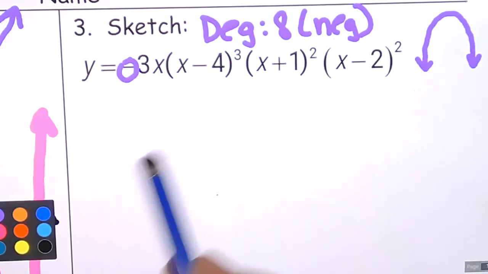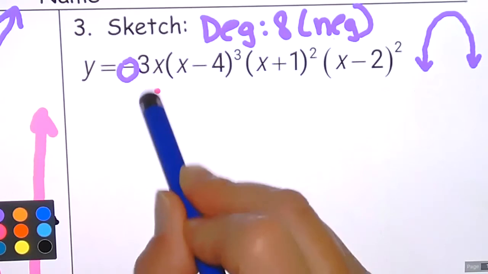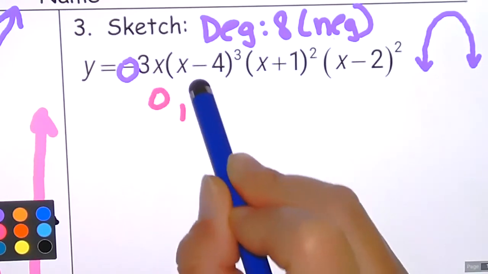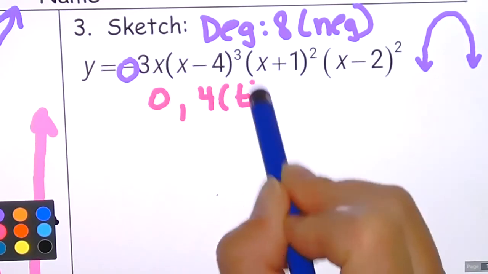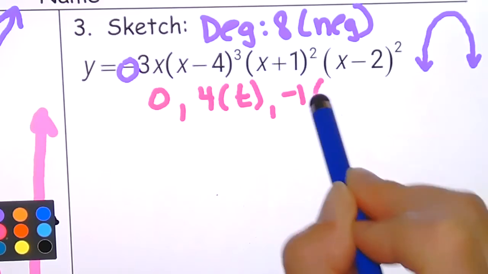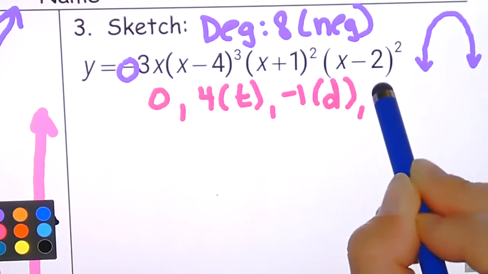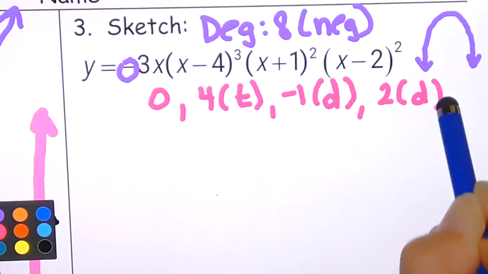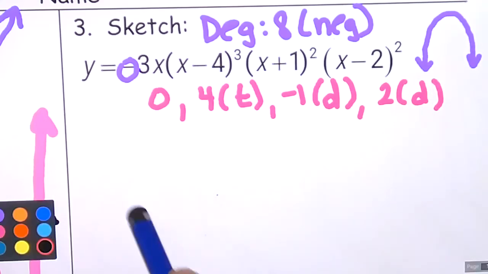Now in terms of roots, I have at 0, that's a single. I have at 4, that's going to be a triple. Negative 1 is going to be a double. And 2 is going to be a double. And then I'm going to plot this.